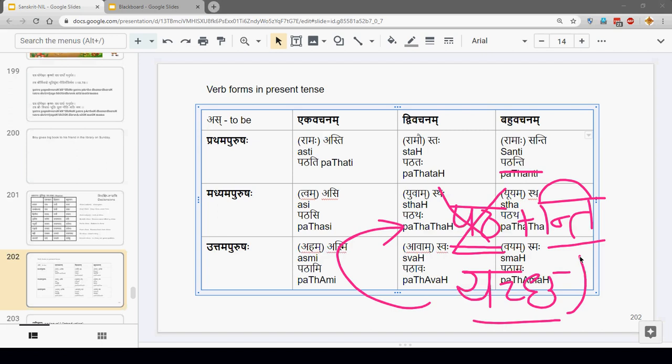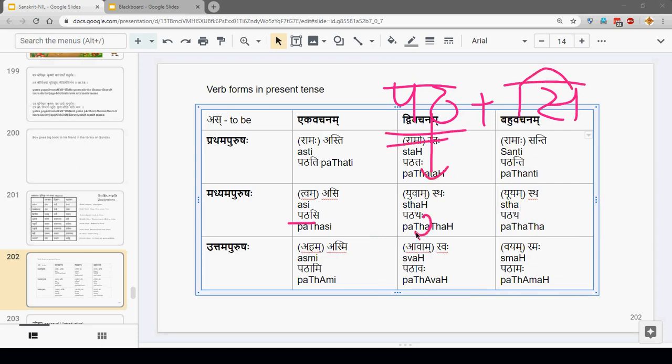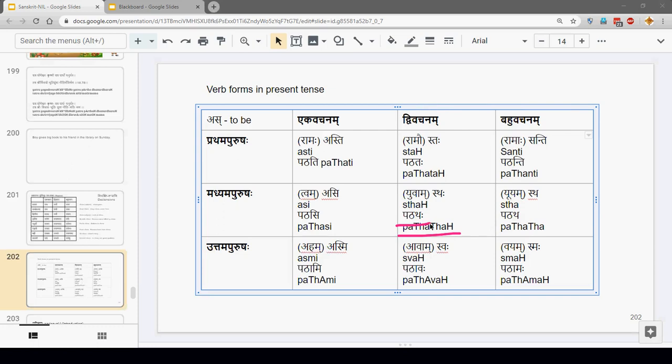So a similar operation we have to do for other forms also. Like here pathasi has two parts in it, patha and si, and we have to replace this patha with yacha. So it becomes yachasi. Yeah. So the form becomes yachasi, right? And same thing with others also, like pathatha is there, two parts, so it becomes yachatha.